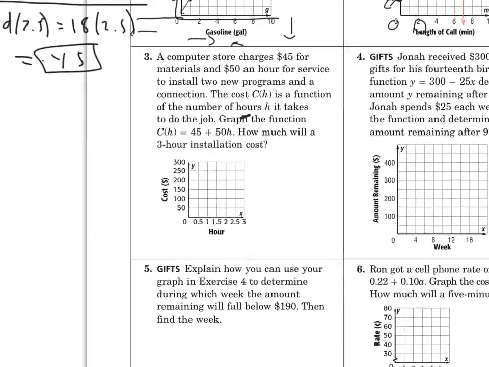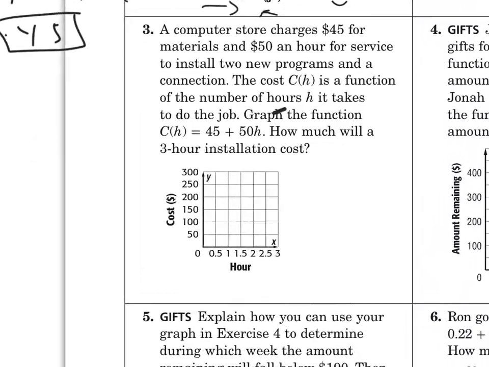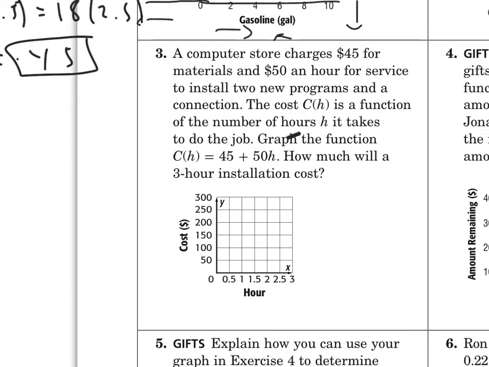Number 3, it says a computer store charges $45 for materials and $50 an hour for service to install 2 new programs and a connection. The cost, C of H, is a function of the number of hours H it takes to do the job. It says to graph the function and how much will it cost for a 3-hour installation?